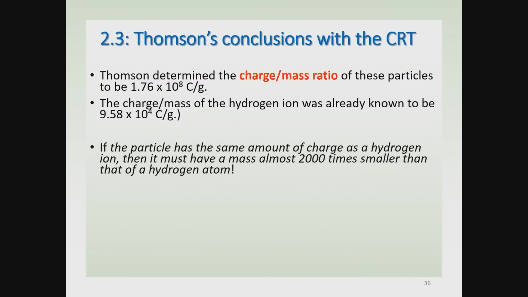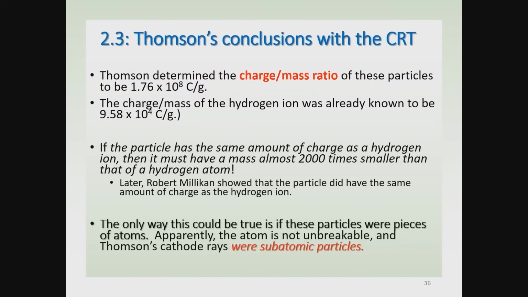And then the other thing that he noted was that if he compared the value of the charge to mass ratio of the electron to that of the hydrogen atom, and furthermore, he assumed that both the hydrogen atom and the electron had the same level of charge, it predicted that these particles were only a small fraction in size compared to the hydrogen atom. They were 1/2000th in size of the hydrogen atom.